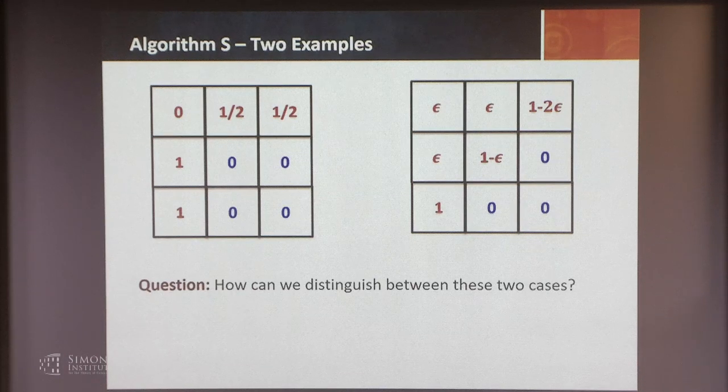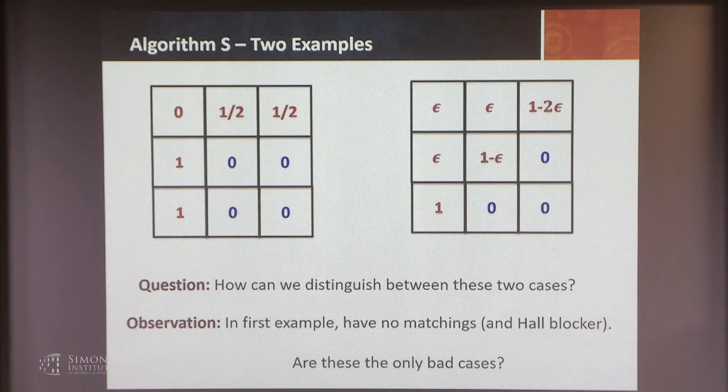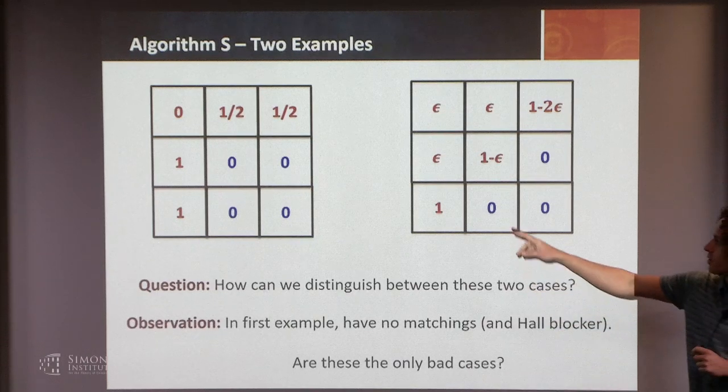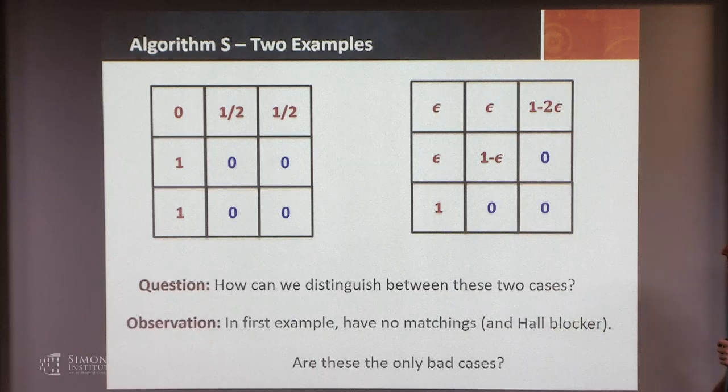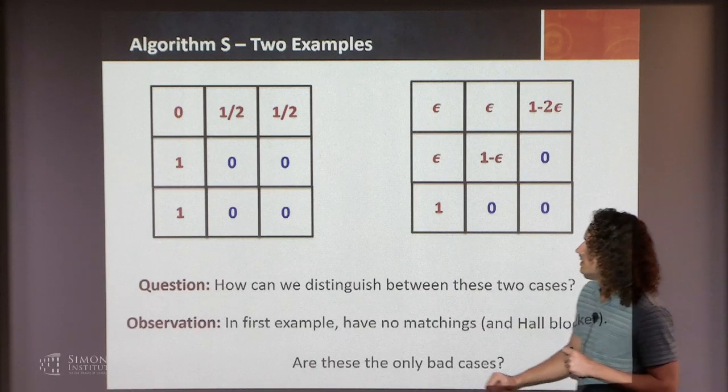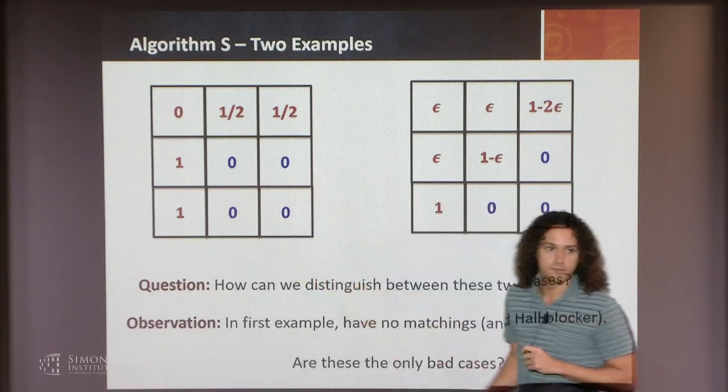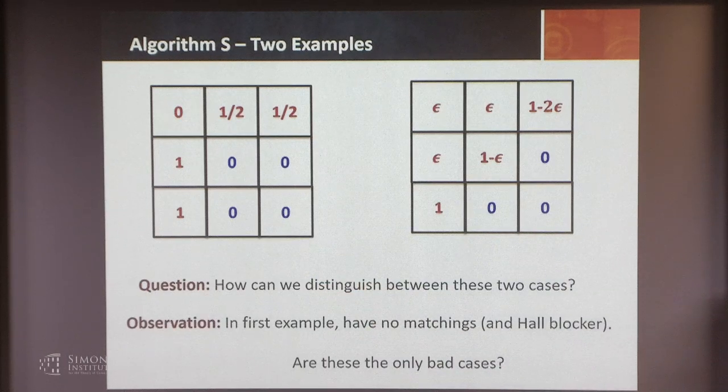So how can we distinguish between these two cases? Are these the only two? The observation here is that in the first example, we have no matchings, and therefore we have a Hall blocker, which is this big block of zeros here. In the second case, I have a matching. So are these the only bad cases, when I have no matching? So if I have a matching, can I always scale to doubly balanced?